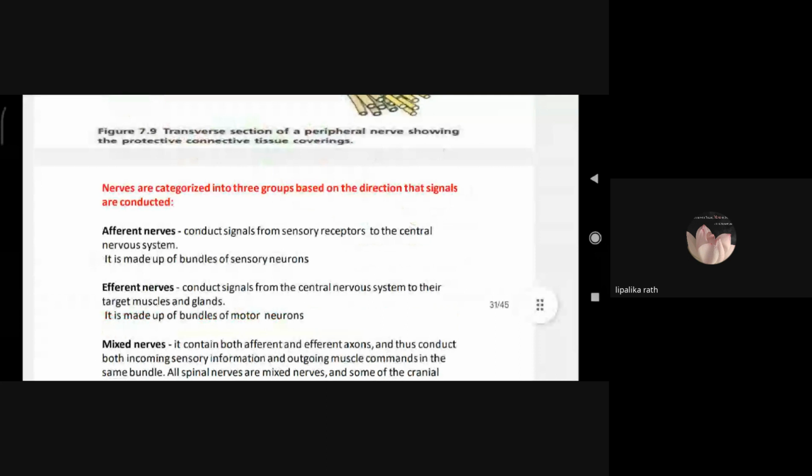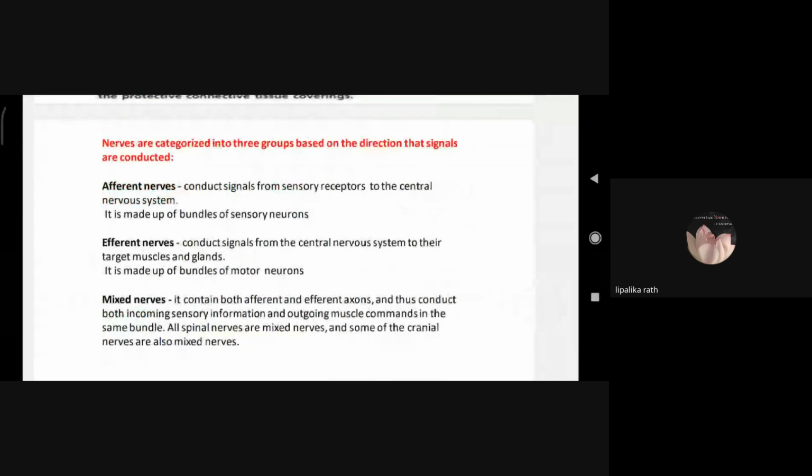Now, nerves are categorized into three groups based on the direction in which signals are conducted. Means in which direction the nerve is conducting the information, on that basis nerves are classified. And you all know the classification, that is afferent, which is sending the information to the nervous system, efferent, that is sending information to the peripheral nervous system, and mixed, that is conducting in both directions.